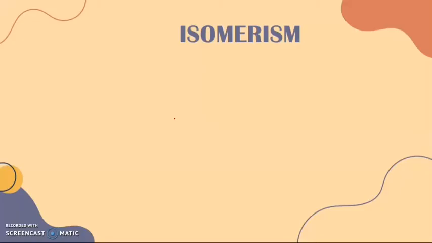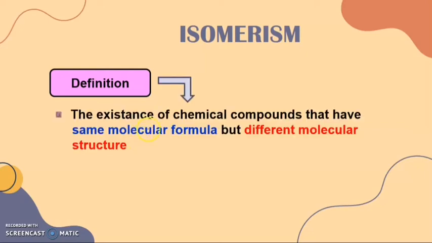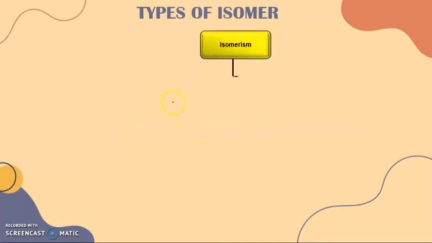Okay, next thing to be discussed in this video is about isomerism. We start with the definition of isomer: the existence of chemical compounds that have the same molecular formula but different molecular structures. We call it an isomer. Let's look at the types of isomer.